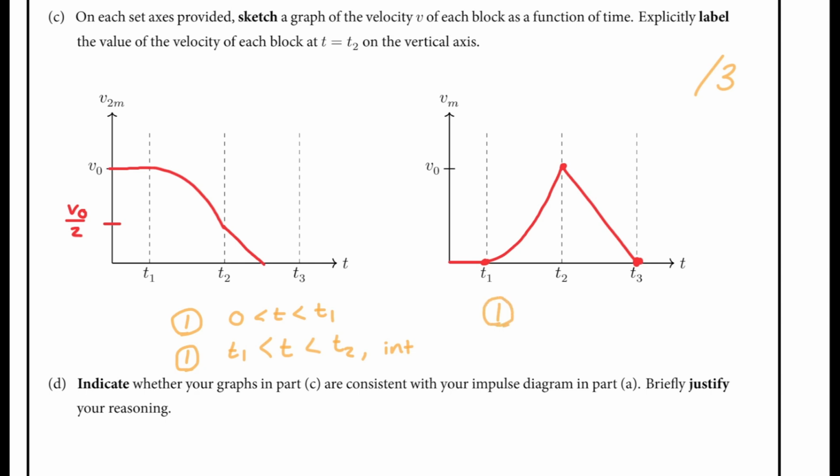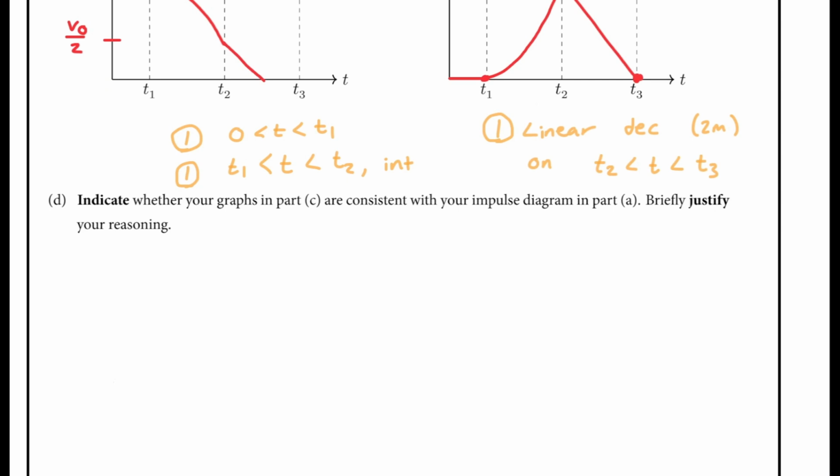And then 1 point for the m graph's linear decrease. It wasn't really clear what was going on with the first block, so nothing past t2 is actually graded on the 2m block. So there's your 3 points there. We're also not grading on concavity for the t1 to t2 portion, just something that non-linearly increases from 0 to v0 for the m graph and non-linearly decreases for the 2m graph. Again, check the rubric for a description on that.